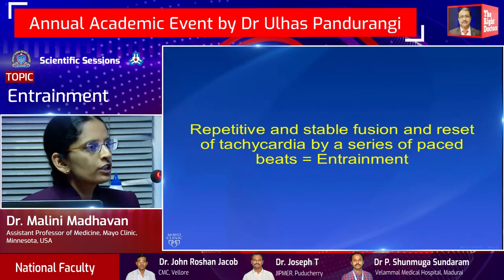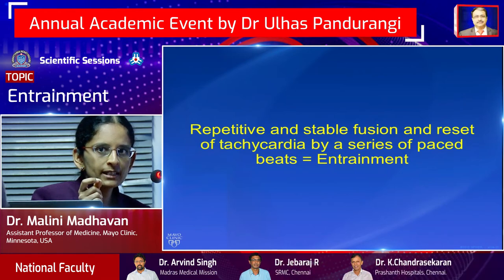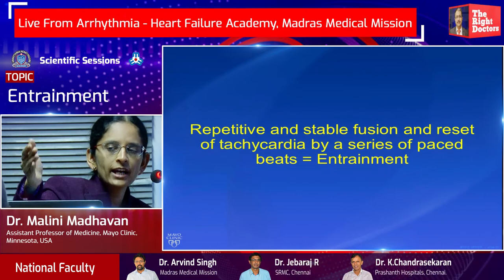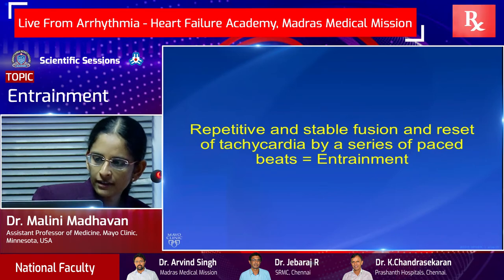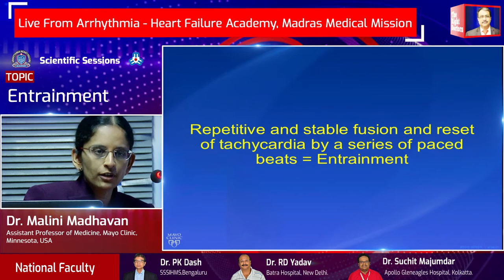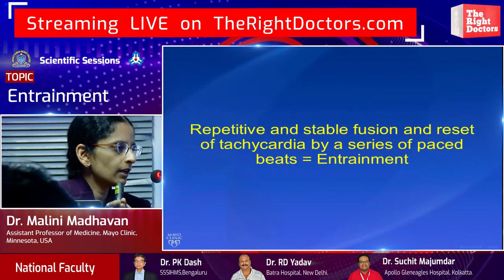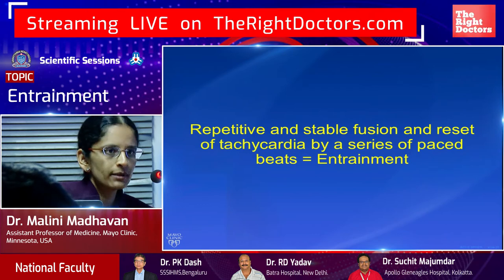And what if we do this over and over again? We talked about just placing one PVC during tachycardia. What if we deliver, say, 7 or 8 pace beats during tachycardia? That's when entrainment comes in. So repetitive and stable fusion and reset of tachycardia by delivering a series of pace beats would be entrainment, basically.